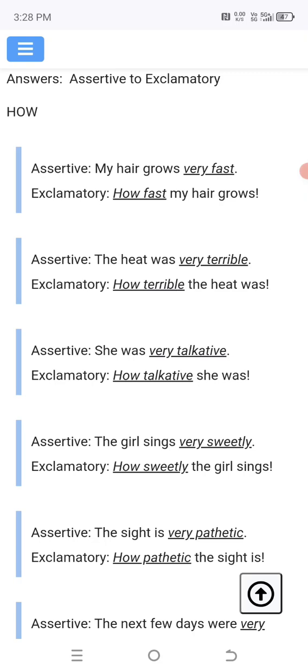The heat was very terrible. Here, once again, there is not used any article, I mean a or an, in this sentence. So there is used a word very, and we should begin our exclamatory sentence with the word how, and remove the word very from that sentence. So how terrible the heat was is the correct answer. She was very talkative. How talkative she was is the correct answer.